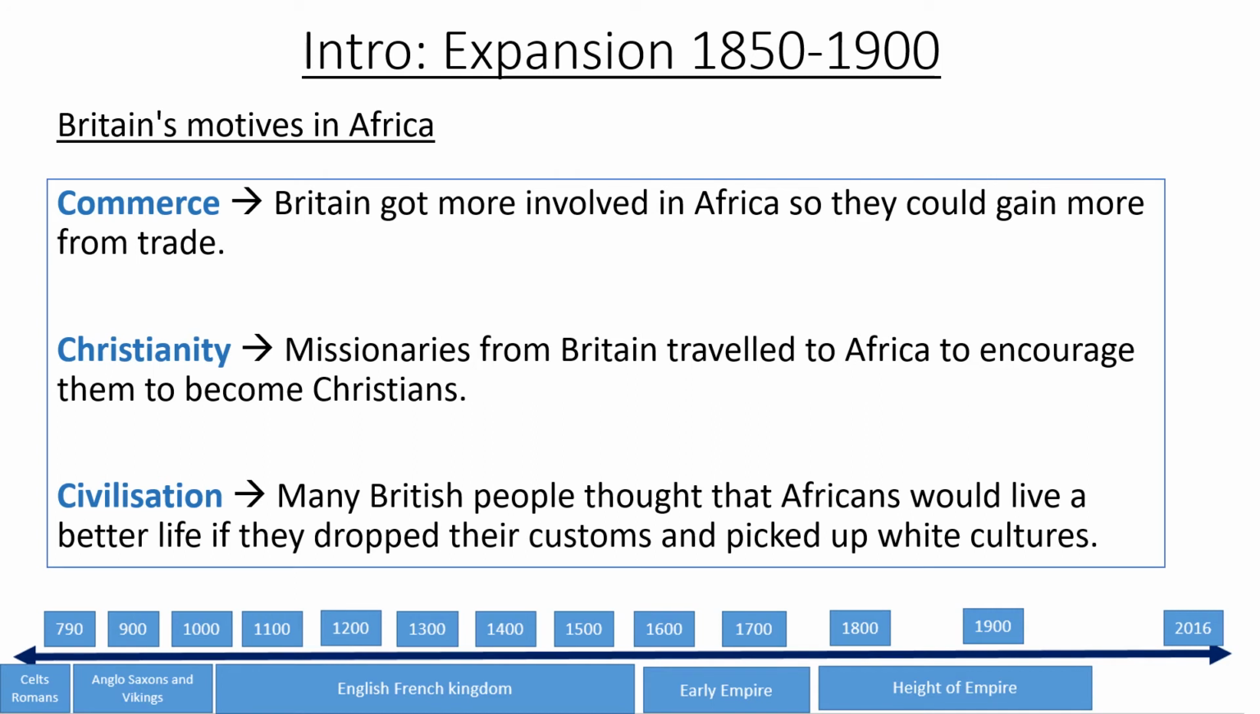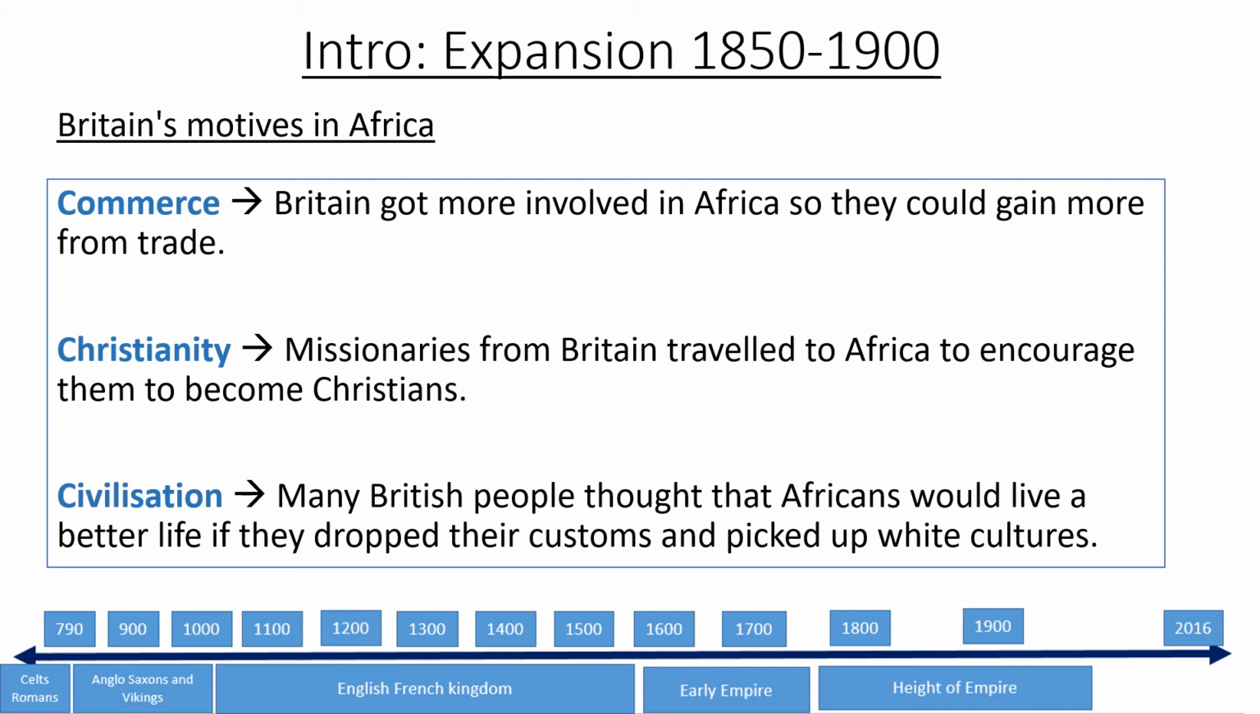Finally, civilization. Many British people thought that Africans would live a better life if they dropped their customs and picked up ones of white cultures. More or less, British people lived in cities, which were advanced technologically because of things like the Industrial Revolution compared to a lot of places in Africa. And when people travelled over to Africa, they saw a huge difference in the way that people in Africa lived and the people in Britain lived.